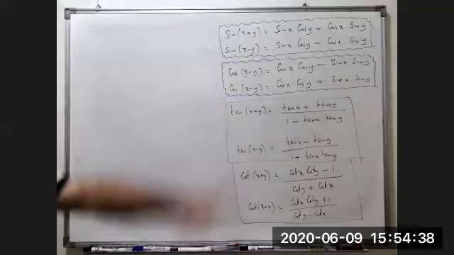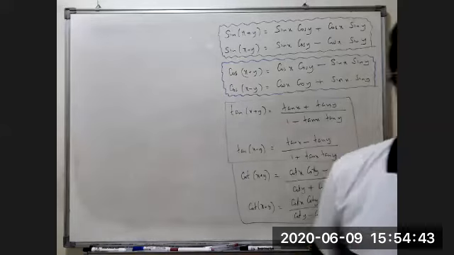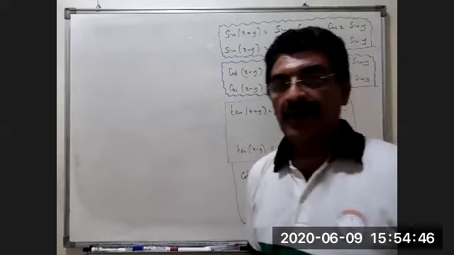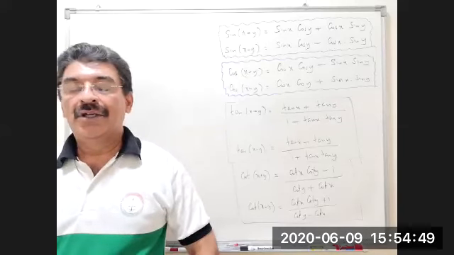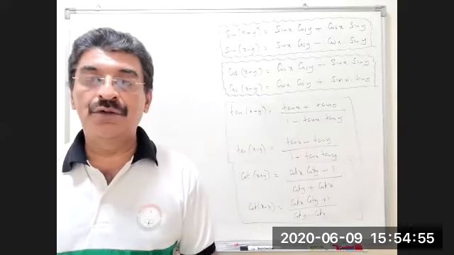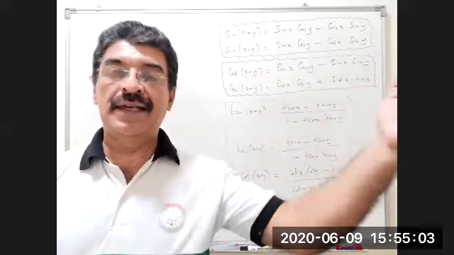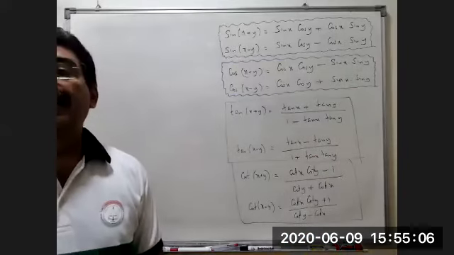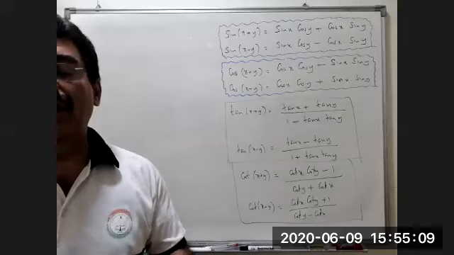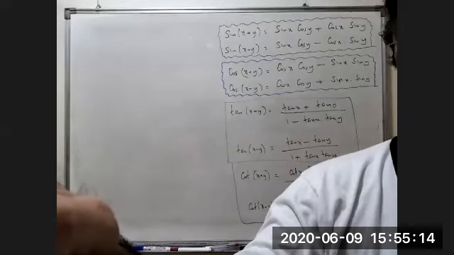So for the time being, today itself, learn this one. Even while sleeping, if somebody asks you what is tan x plus y, without hesitation, at once you should say tan x plus tan y by 1 minus tan x tan y. Cos x plus y is cos x cos y minus sin x sin y. Sin x plus y is sin x cos y plus cos x sin y. All those formulas, you should be very, very thorough with.